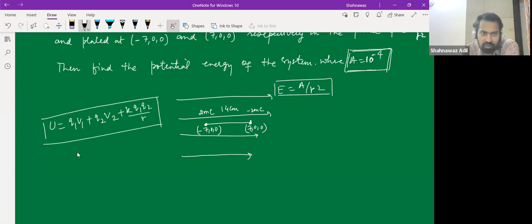Yes, sir. So we have to calculate, we know Q1, Q2 and R. But we have to calculate this V1 and V2. So we need to calculate V1 and we need to calculate V2.